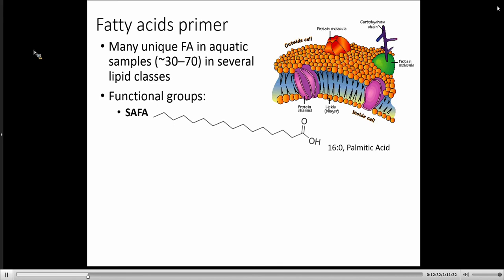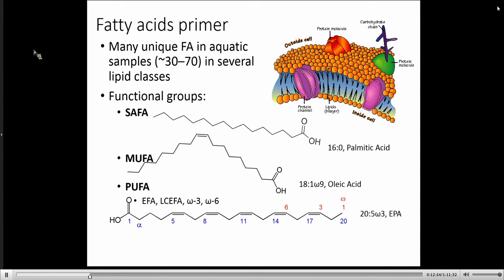Saturated fatty acids. Why is it a saturated fatty acid? It's a hard fat that sits on your countertop, like a chunk of butter. And monounsaturated fatty acids. What this indicates is that there's one double bond in this molecule. And polyunsaturated fatty acids, which include a number of different fatty acids that I'll talk about throughout the day, but in particular, one that I want to point out is 20:5 omega-3, which is EPA.